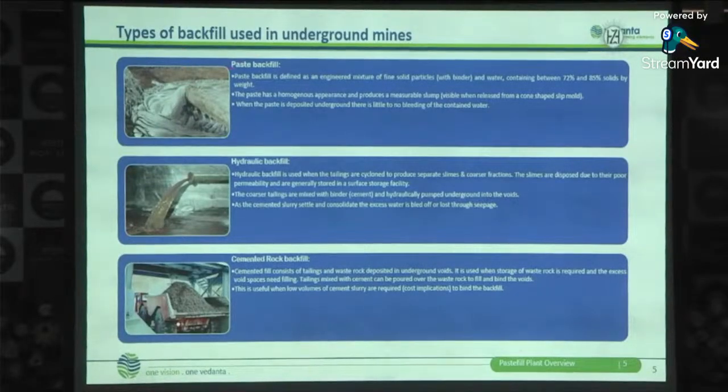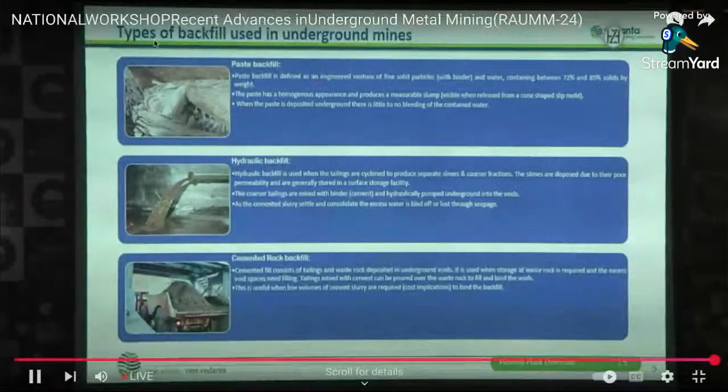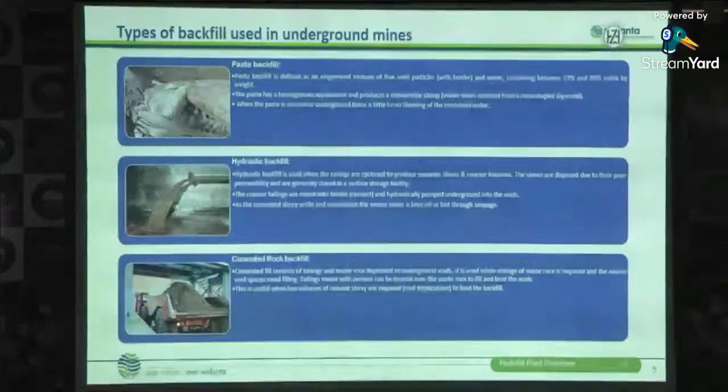First we will talk about paste backfilling. In paste backfilling, we have a percentage of solid somewhere around 78 to 85%. So the solid percentage is very high and the water is very low in paste backfilling.